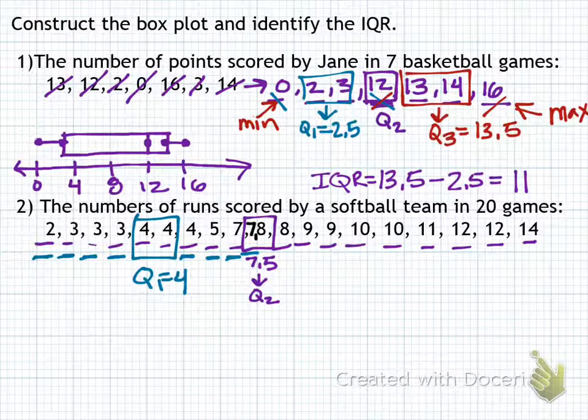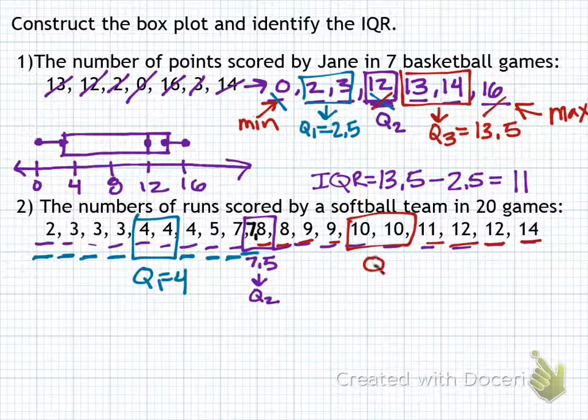Okay, now in the upper half, I have from 8 up to 14. I'm going to cancel out, find a middle value. So I'm doing that in red here. I get 2 10s, so what is my Q3? 10. What if I had a 10 and an 11? What would Q3 be? 10.5. Okay, so I have my first, second, and third quartiles.